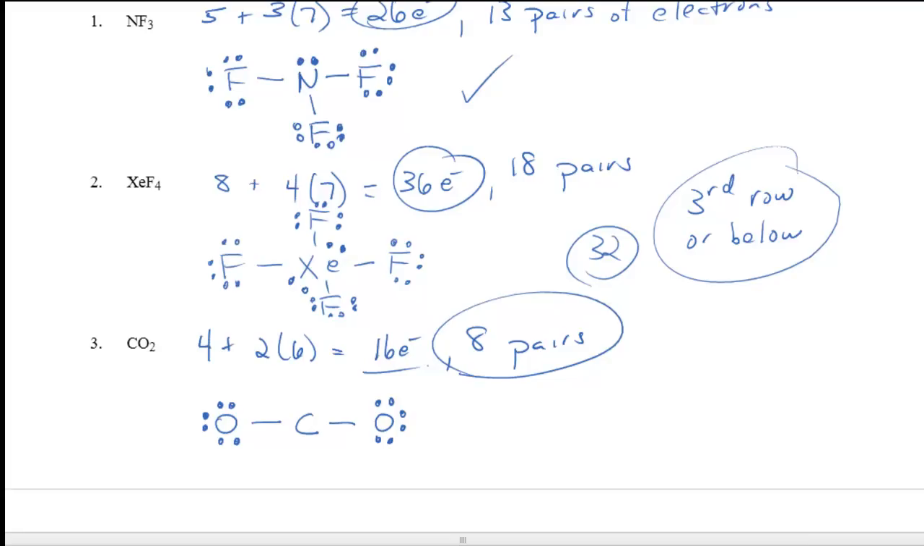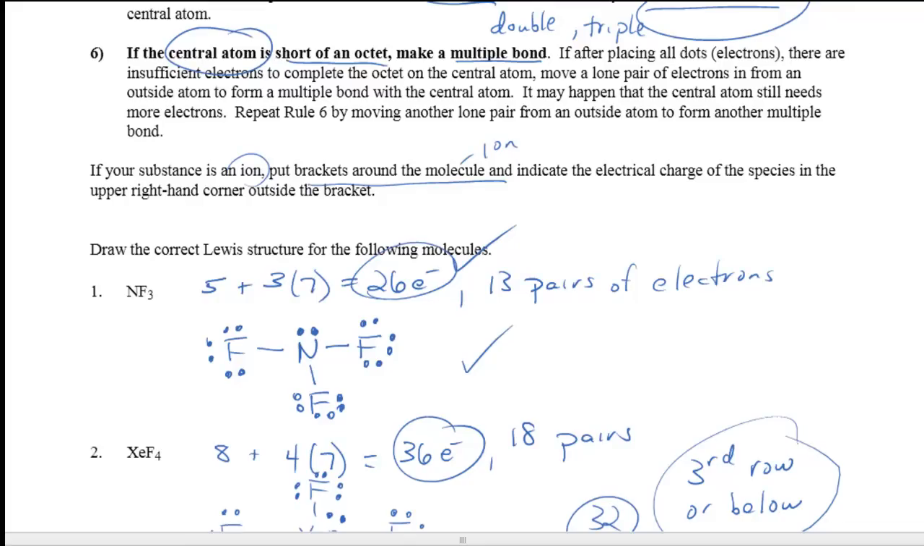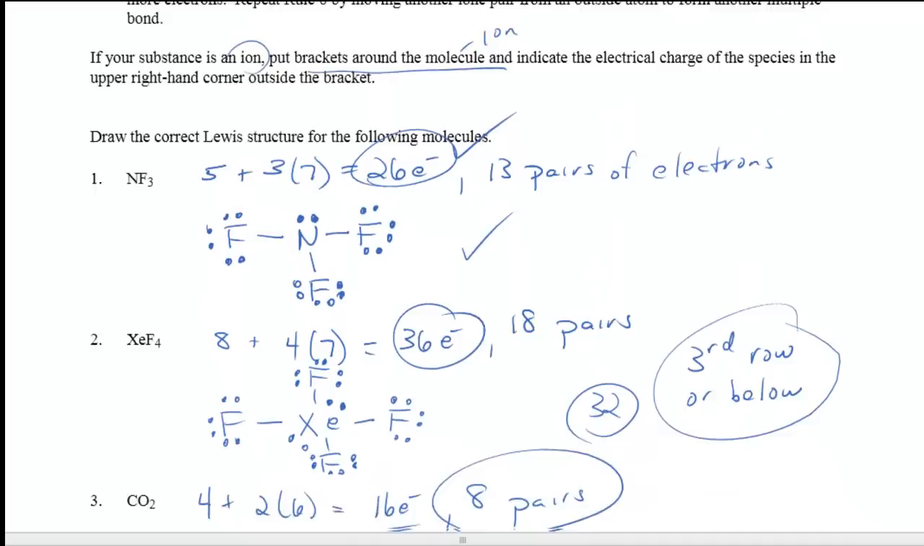No, we're not done. This is not the best Lewis structure we can draw because carbon, as you can see there, is short of electrons. We only have 4 electrons around carbon. Those 2 single bonds are 2 electrons each, 4 electrons. Carbon is short of electrons. So let's scroll back up to Rule 6 very quickly and look at that again. If the central atom is short of an octet, after placing all the electrons, we're going to have to make a multiple bond by removing a lone pair from one of the outside atoms. So let's try that.